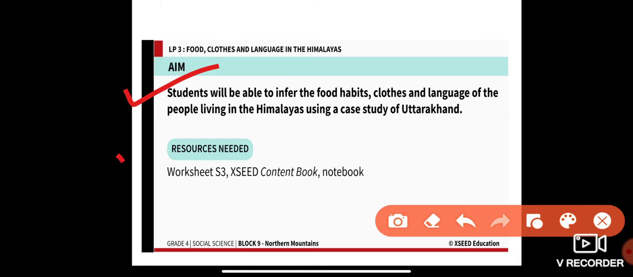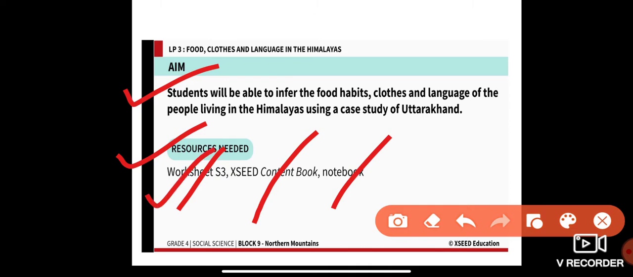The resources required are your worksheet S3, your exit content book, and your notebook. Please get ready with your worksheet, your content book, and your notebook as well.